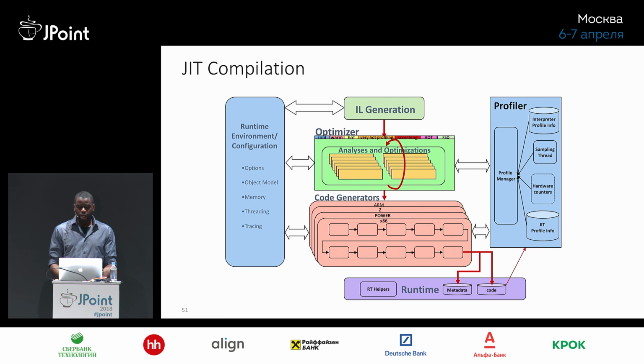Once the tree is optimized, it's passed on to the generators. This is where things like register allocation are done. It's where the instructions are picked for each operation based on the platform. After that, it generates machine code, which is fed back into the runtime. It's not just machine code that's fed back into the runtime. There's also some metadata, things like GC maps. These describe which registers hold references, so that when a GC occurs, we can find where all the references are.